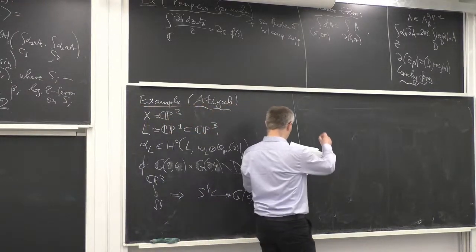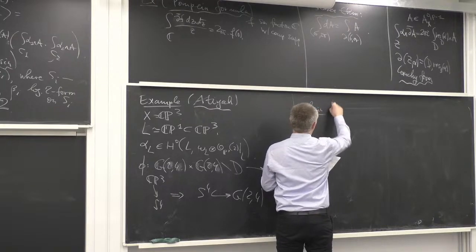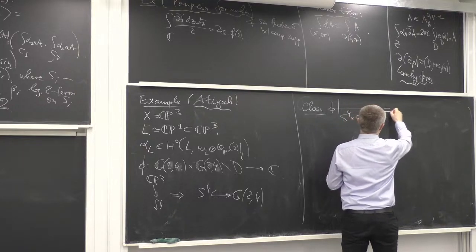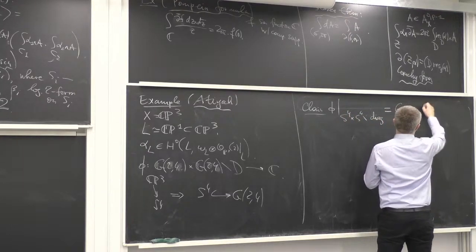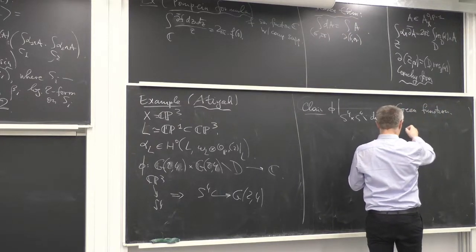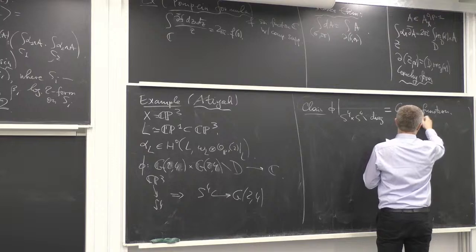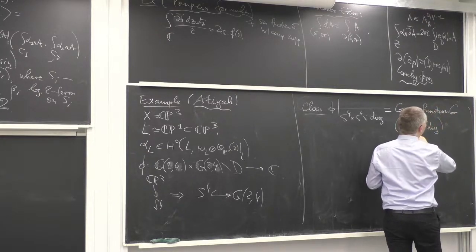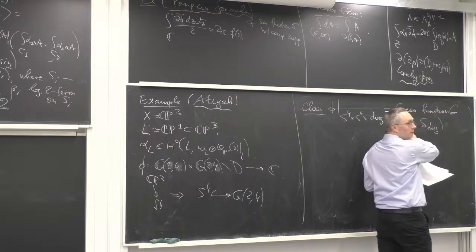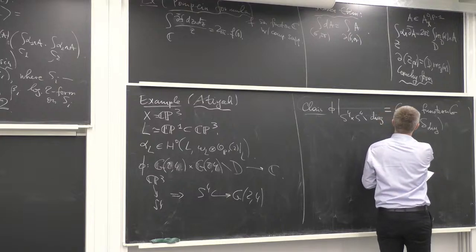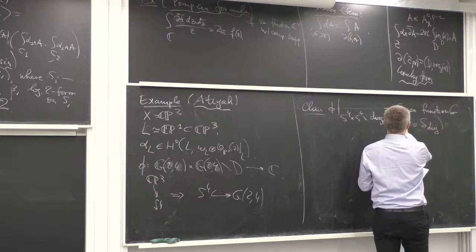And the claim is that the restriction of phi to S4 times S4 without the diagonal is the Green function. So the function, well, you know, it's the Laplacian, the delta function of the diagonal. Here not the Laplacian? Not exactly. It is the Laplace operator minus one sixth of the scalar curvature.